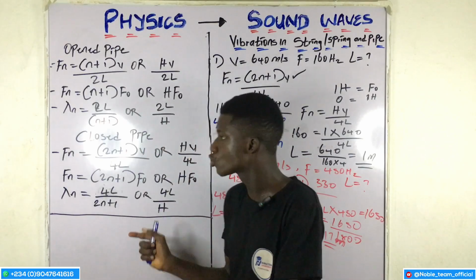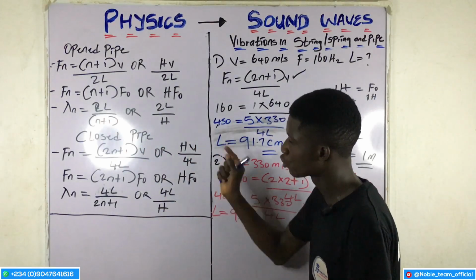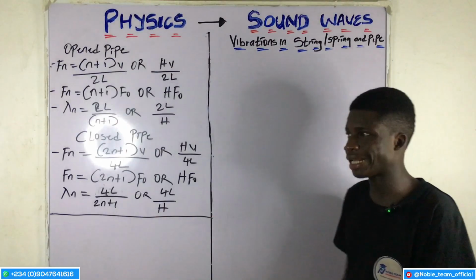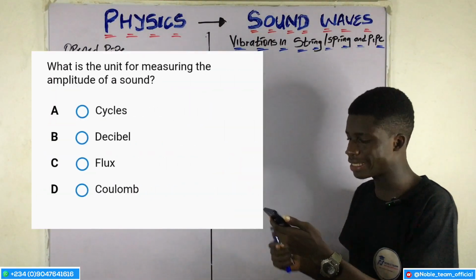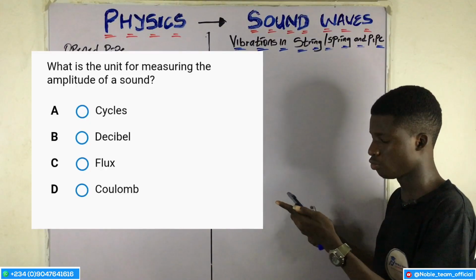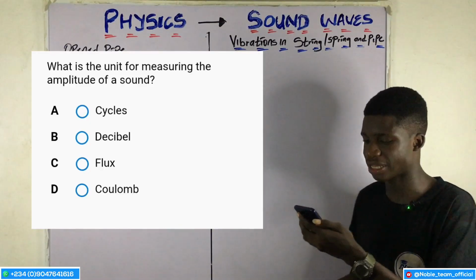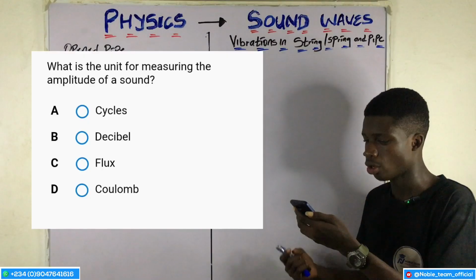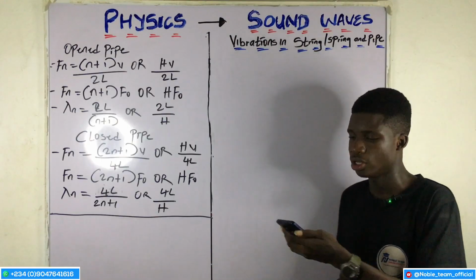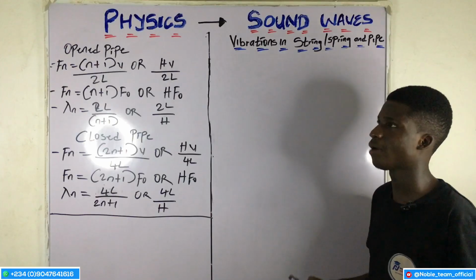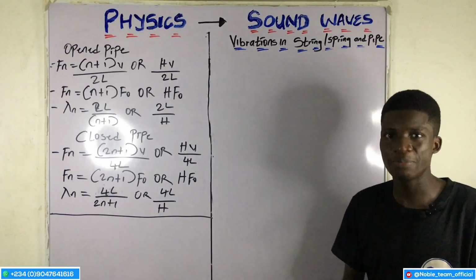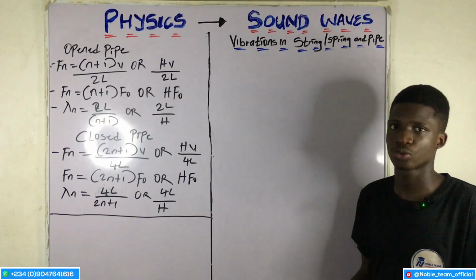So we have solved only 2 questions. I've used these 2 formulas to explain how to use them. So let's solve question 3. Question 3 says, this is a theoretical question. What is the unit for measuring the amplitude of a sound? Option A, cycles. Option B, decibel. Option C, flux. Option D is coulombs. Even though you don't know the answer, you can simply get the answer to this question easily.